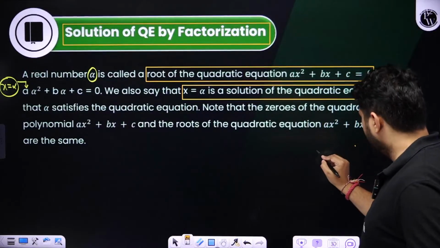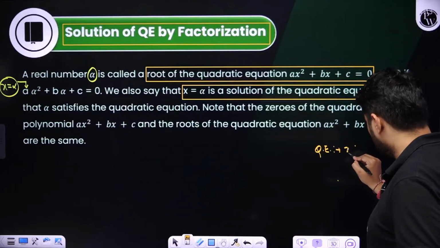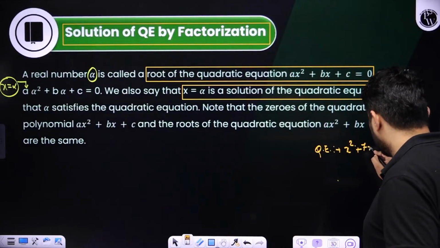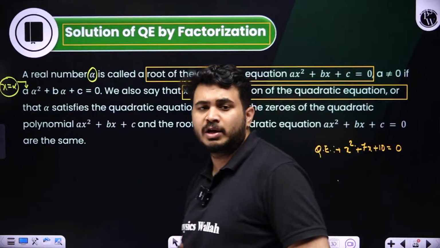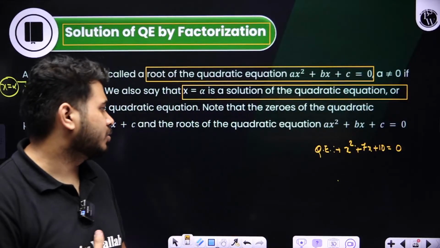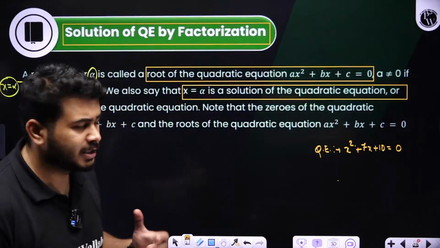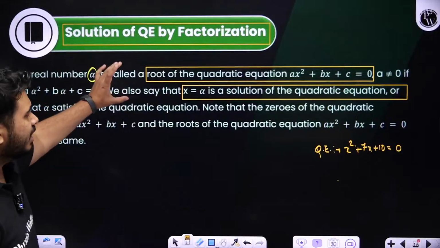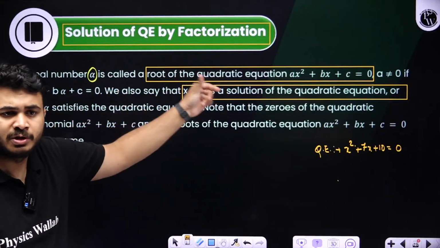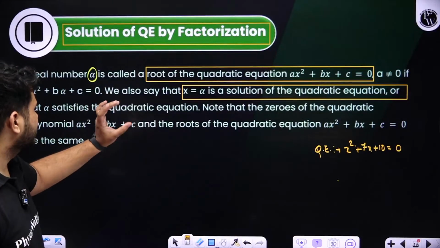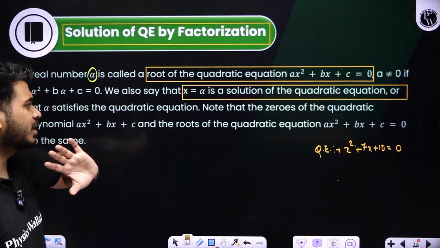We will take this quadratic equation: x square plus 7x plus 10 equals 0. What value can we take over here, students? Tell me. What will be the root of this quadratic equation? One real number alpha will be called a root of the quadratic equation if, when you substitute that alpha instead of x, it becomes the solution of the quadratic equation, or we say that alpha satisfies the quadratic equation.